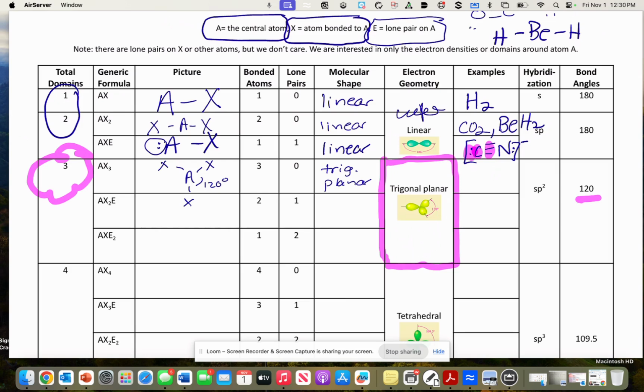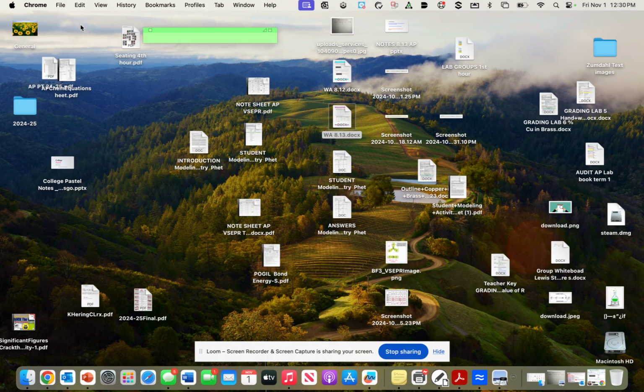A lot of times boron is a good example because it's an exception to the octet rule, and it will end up with just those bonds. It doesn't have to be boron. There are times where carbon does this, where it'll have 2 single bonds and a double bond too. But let me show you the PhET.